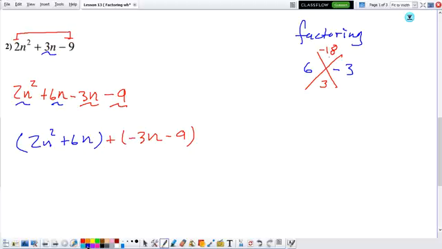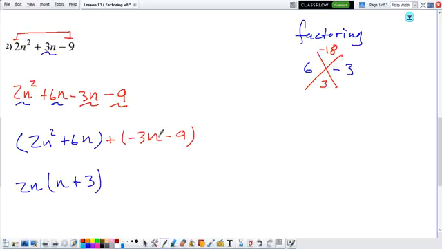Is there anything that I can factor out? Well, I see that the greatest number that 2 and 6 have in common is a 2, so I can factor out a 2. What's the greatest variable that I can factor out? n squared and n, so I can factor out n. So what do I have left? I have n plus 3. Okay, 2n times n, 2n squared. 2n times 3, 6n. So now let's look at the red group.